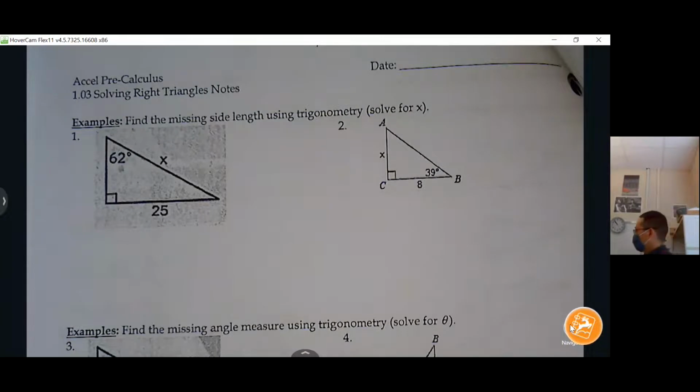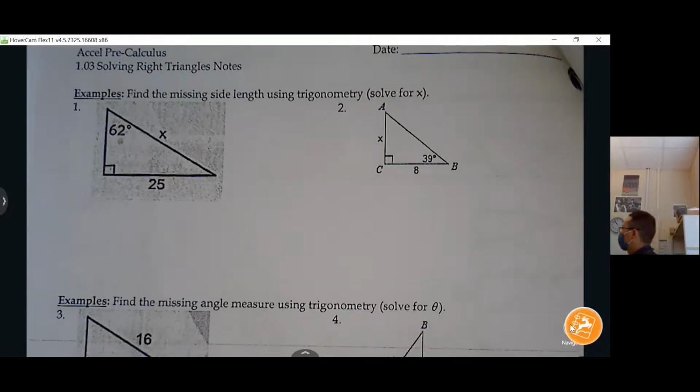All right, so today we're going to be talking about solving right triangles. And all that means is for every triangle, we have three angles associated with a triangle and three sides associated with a triangle. So solving a right triangle just means finding whatever missing angle or side that we see.